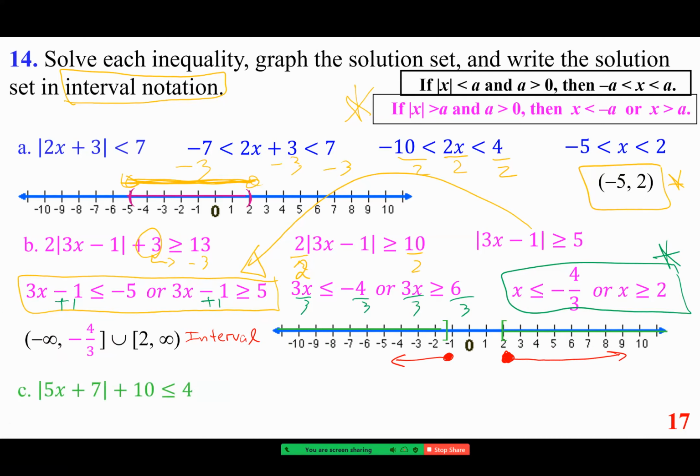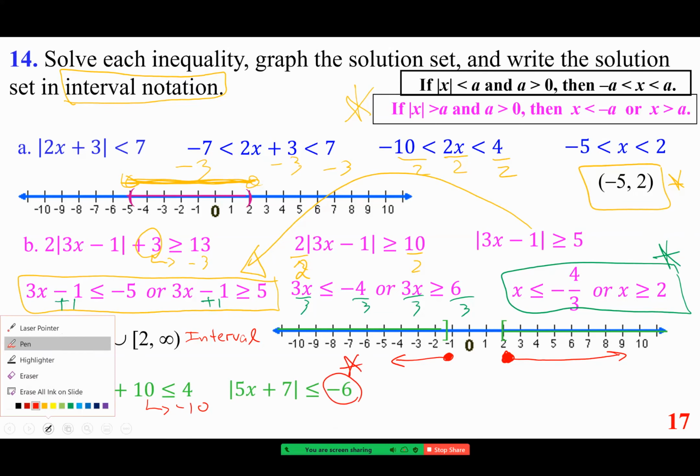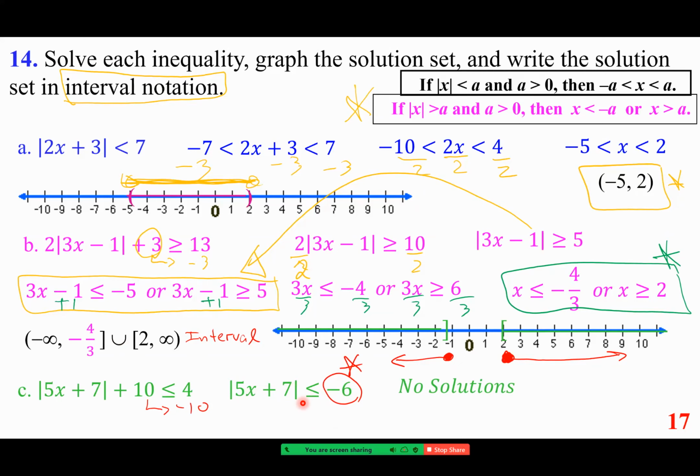How about this one? Isolate first. Notice we are saying the absolute value is less than or equal to a negative number. This will never happen, because absolute value in the worst case scenario is equal to 0. So this has no solutions. No solutions.